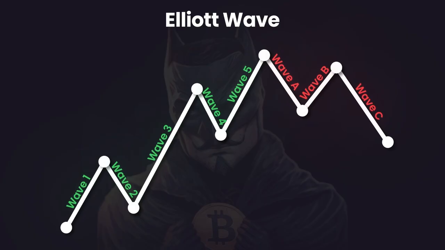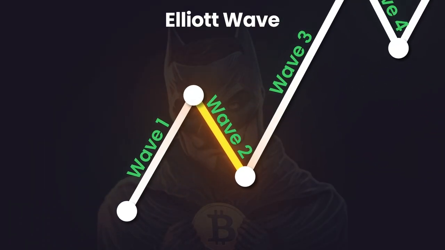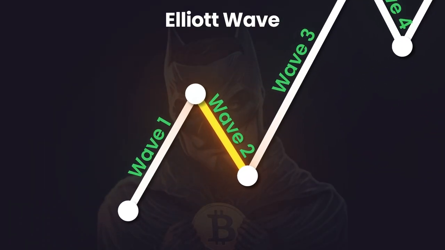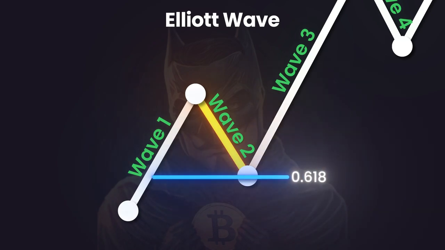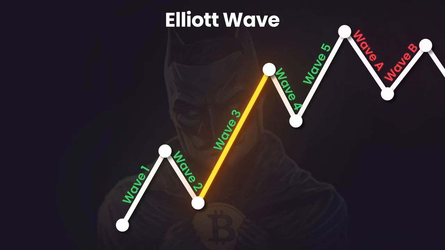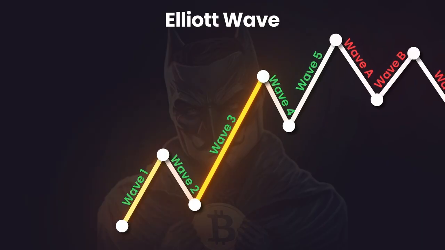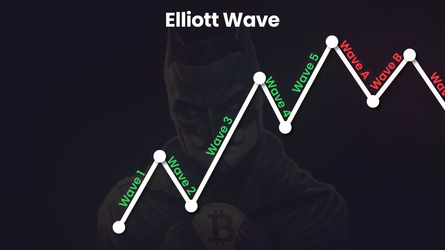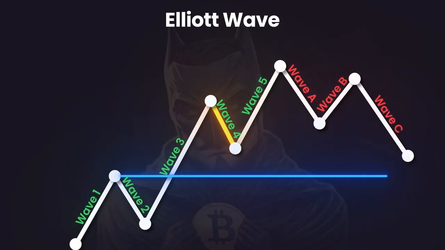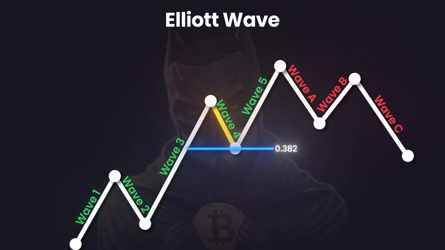There are also rules that help validate whether a wave structure is legitimate. First, wave 2 cannot retrace beyond the starting point of wave 1, and it often pulls back to around the 0.618 Fibonacci level. Second, wave 3 can never be the shortest wave among waves 1, 3, and 5, and in many cases, it is the strongest and longest wave in the sequence. Third, wave 4 must stay above the top of wave 1 in a bullish structure, and it often retraces to around the 0.382 Fibonacci level before the trend continues.